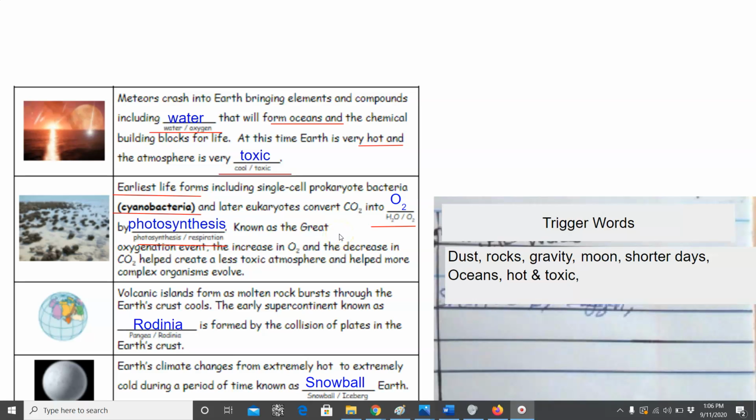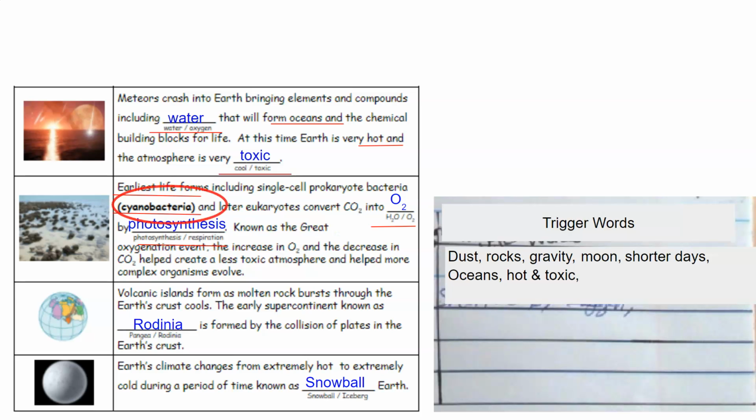But when I thought about this, the main thing that would have triggered my understanding of this is that there was bacteria that created oxygen. So I focused just on the word cyanobacteria, so that was the word I chose. Maybe you would choose another word. Maybe you would choose Great Oxygenation Event.